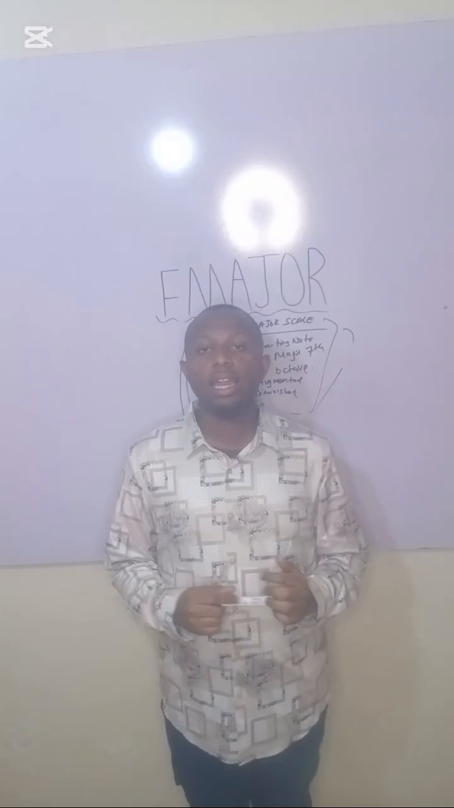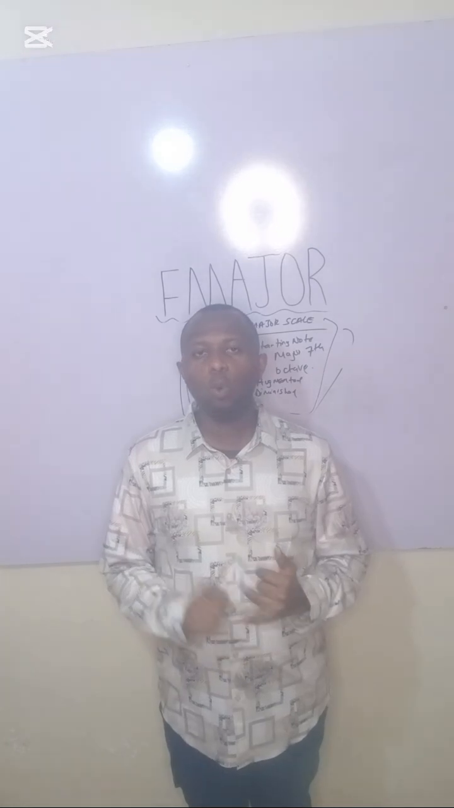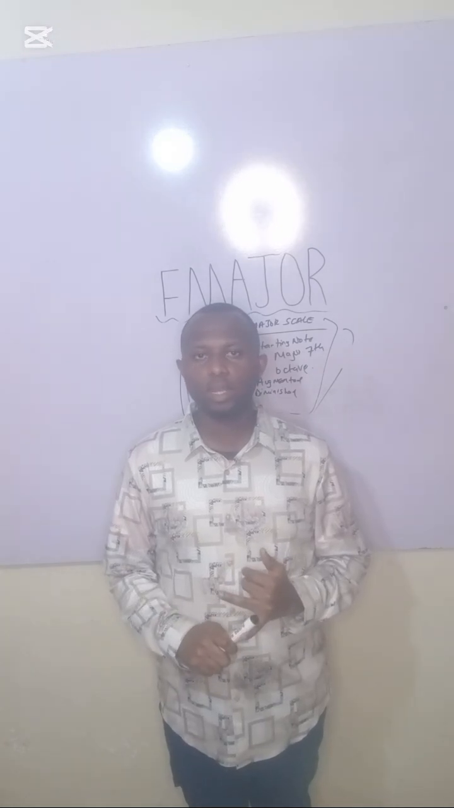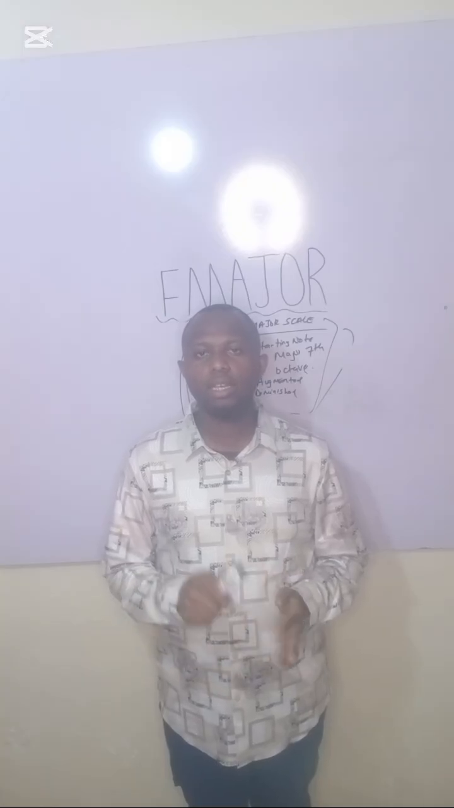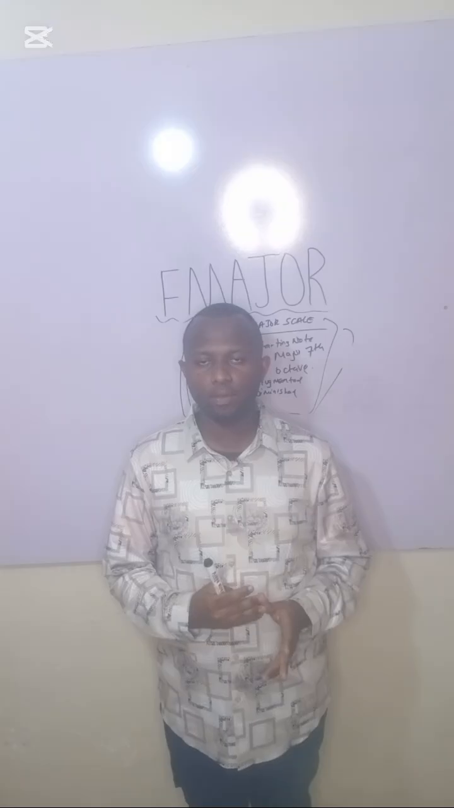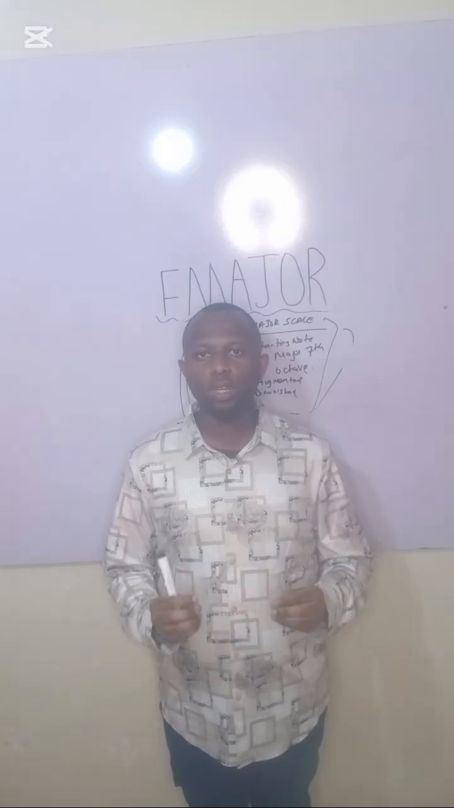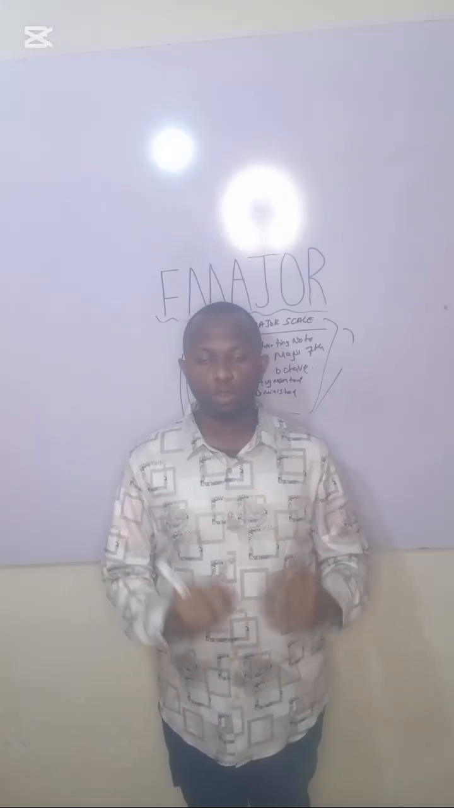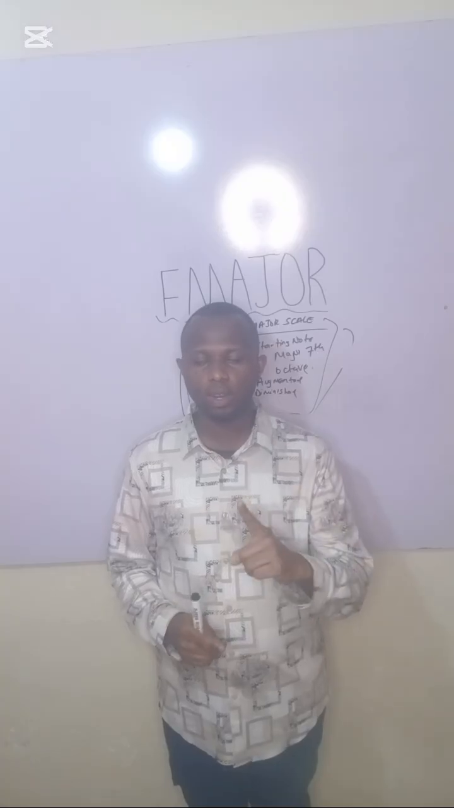So let me summarize this lesson for you. Our first question was, what are the notes in the F major scale? And I've told you that the notes in the F major scale, we have F, G, A, B flat, C, D, E, F. Very simple. Then our second question was, what is the difference between the E major scale and the F major scale? I've told you that the E major scale has 4 sharps, the F major scale has 1 flat.